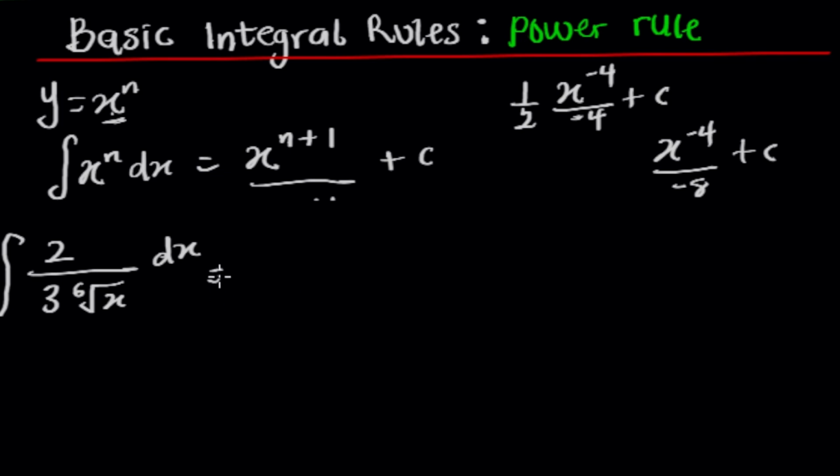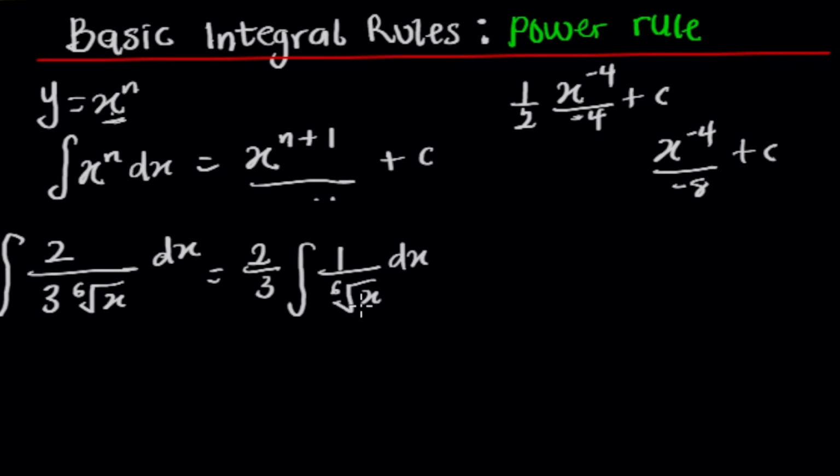So here what you're going to be having is, don't mind this, the sixth root of x. Don't mind it, it's very simple. What you're going to do is that you can actually bring out the constant here. So the constant here is going to be 2 divided by 3. Then I'm going to have the integral of 1 over 6 root x, right? You are going to have the x here.